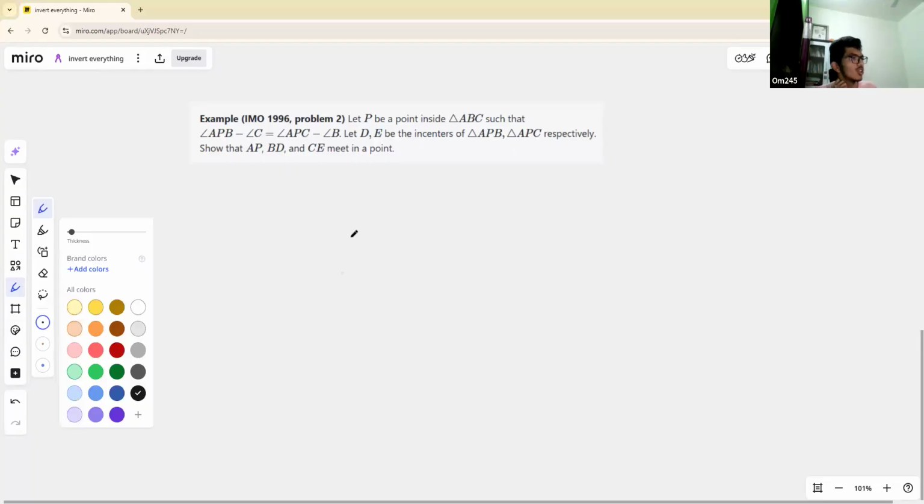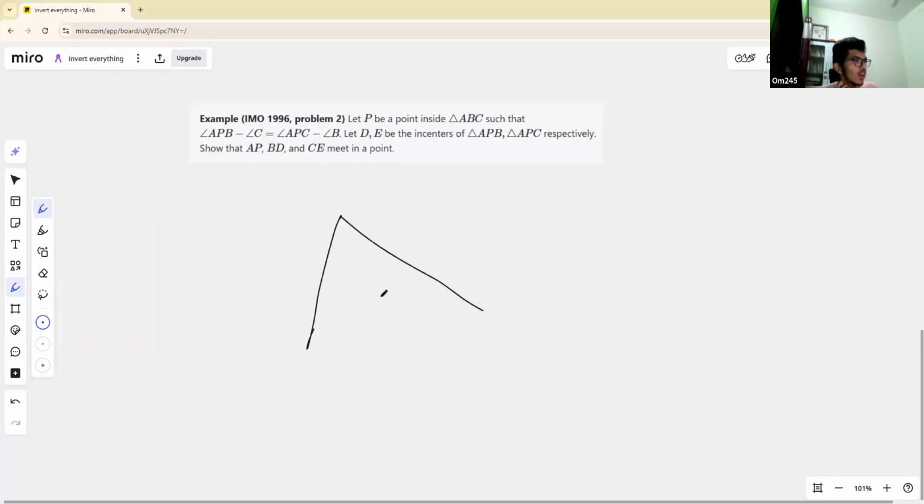Okay, let me explain the question. You consider triangle ABC with a point P inside, such that this condition holds: angle APB minus angle C is equal to angle APC minus angle B. And then if you let D and E be the incenters of those triangles, then prove that those three lines are concurrent.